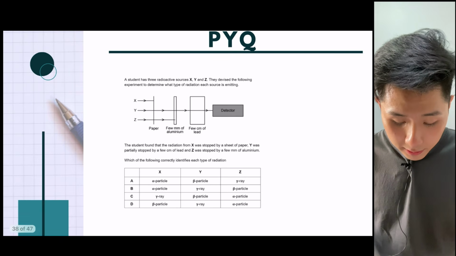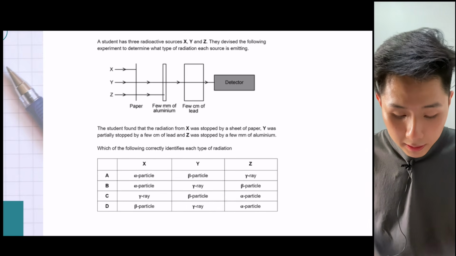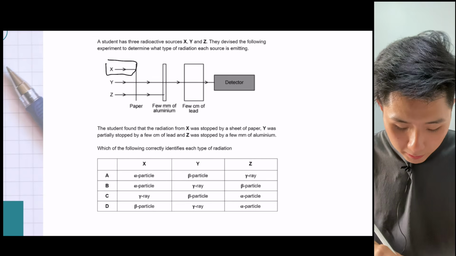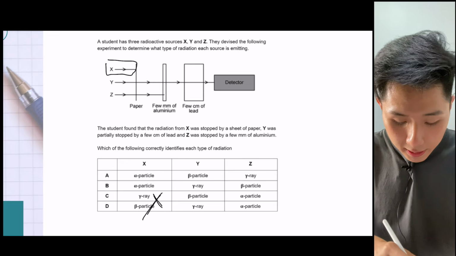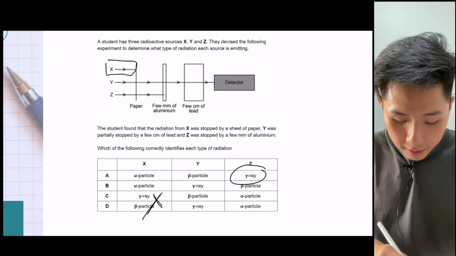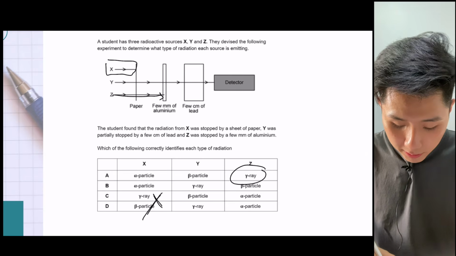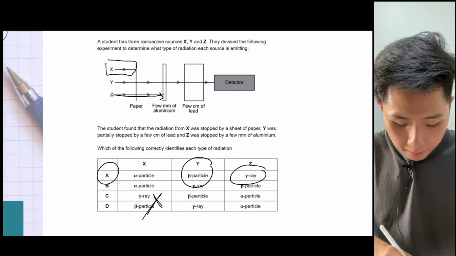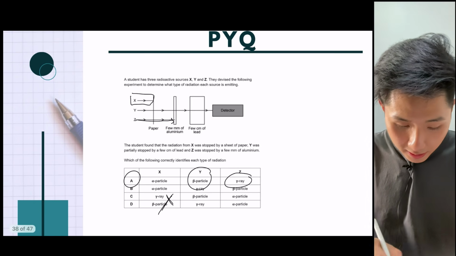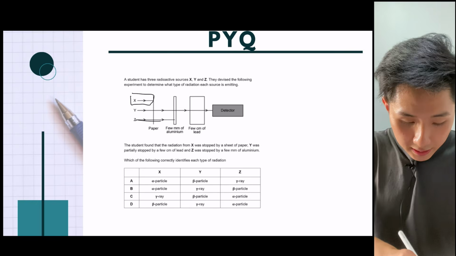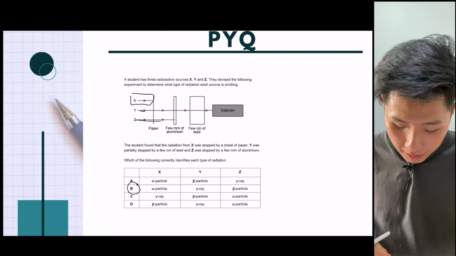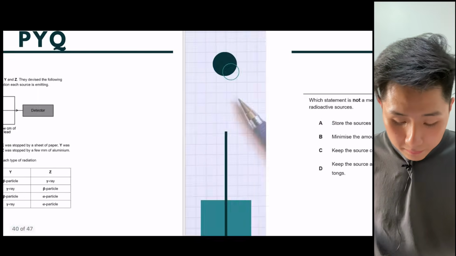B. Second question, we have looked at this diagram earlier already. X can't even pass through paper. Therefore, it will be alpha particles. C and D are incorrect. And for Y, it can pass through everything. Therefore, Y should be a gamma ray. And for Z, it can only pass through aluminum. So it should be beta particles. My answer should be A. Oh, wait, sorry. Yeah, I made a mistake here. The Y here should be the gamma ray, so my answer should be B. All right. Great. Next one.